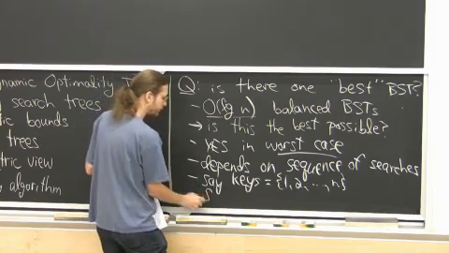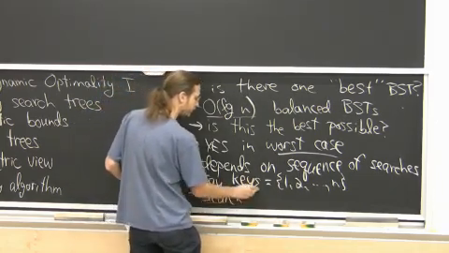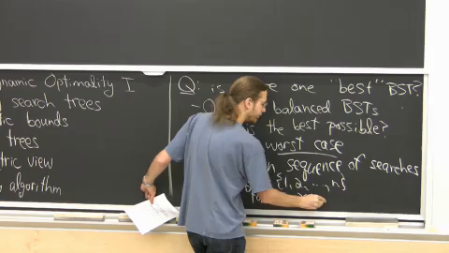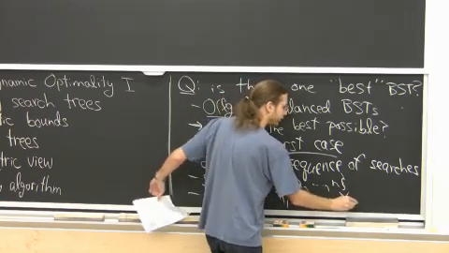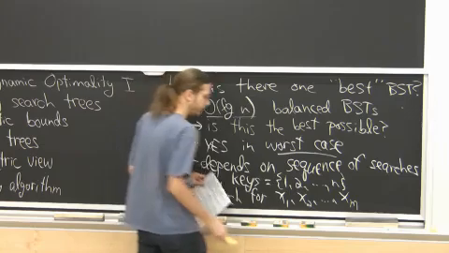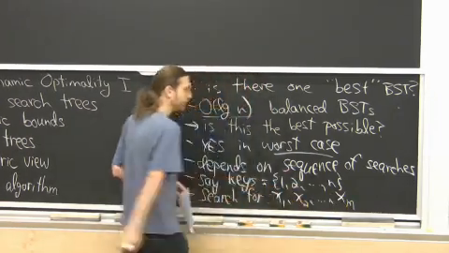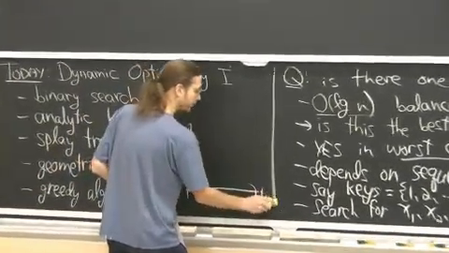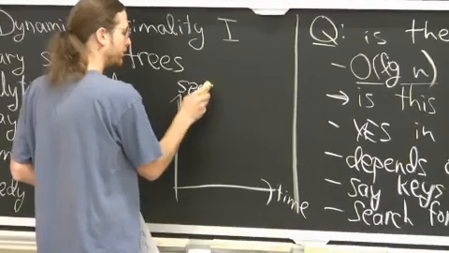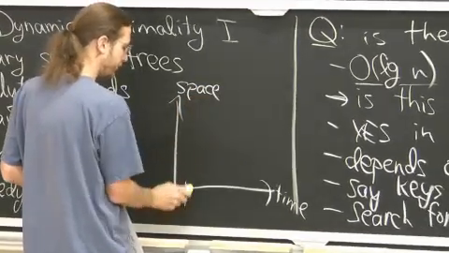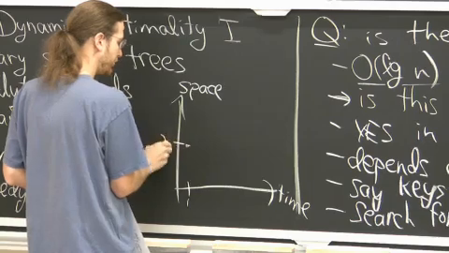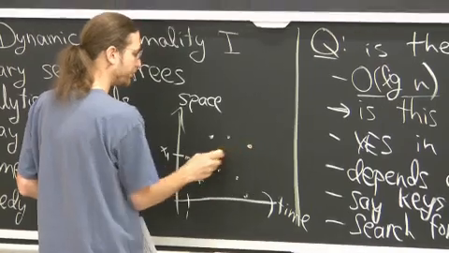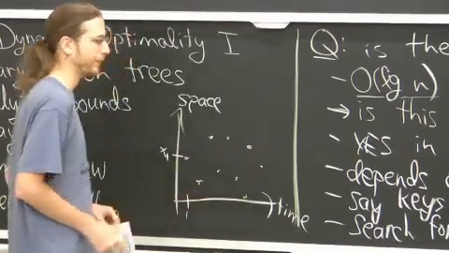And say we search for x1 first, then we search for x2, and so on up to xm. So these indices are time, basically. Over time, and you can plot this if you like. Here's time. Here's space. So at the first time unit, we search at x1, then some other place, then some other place. We can have repeats, whatever.